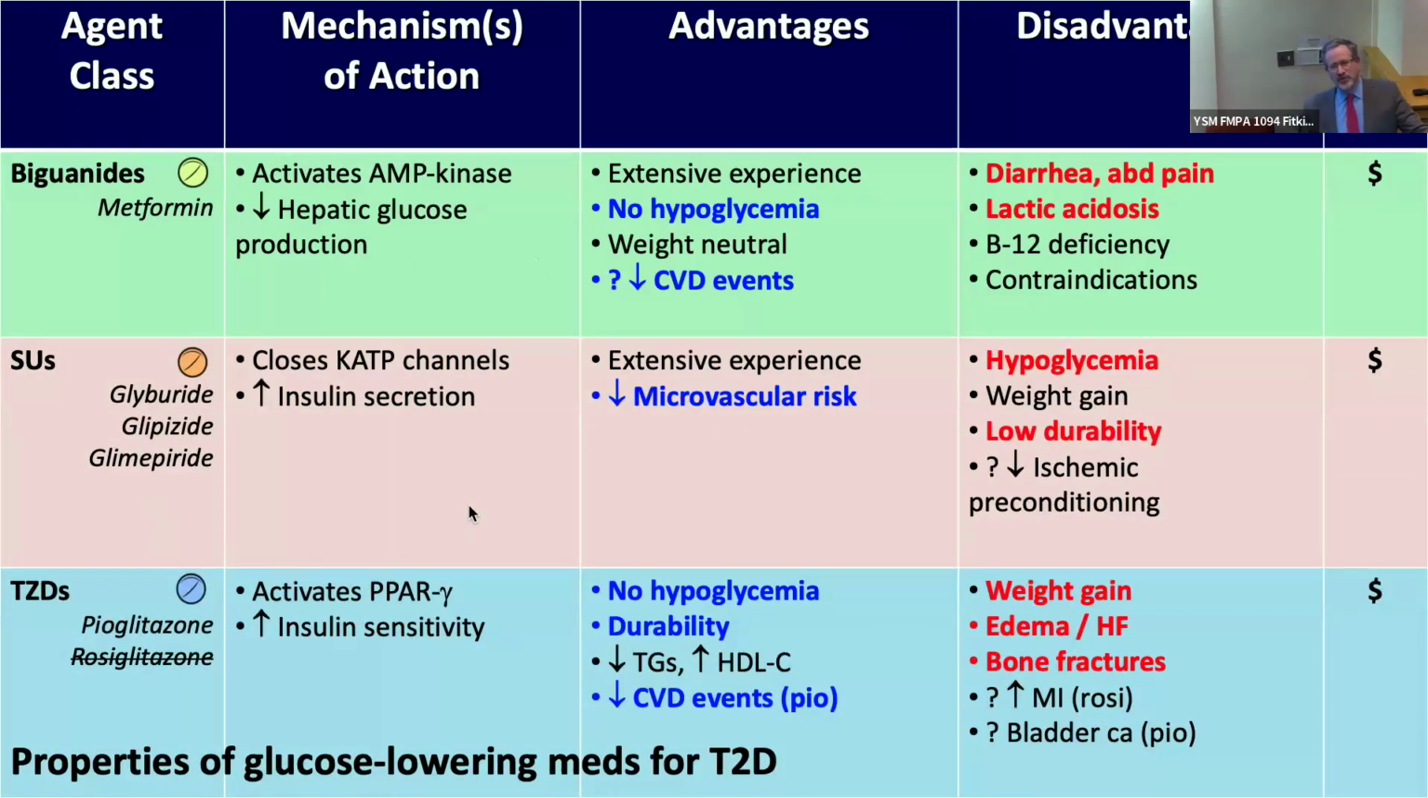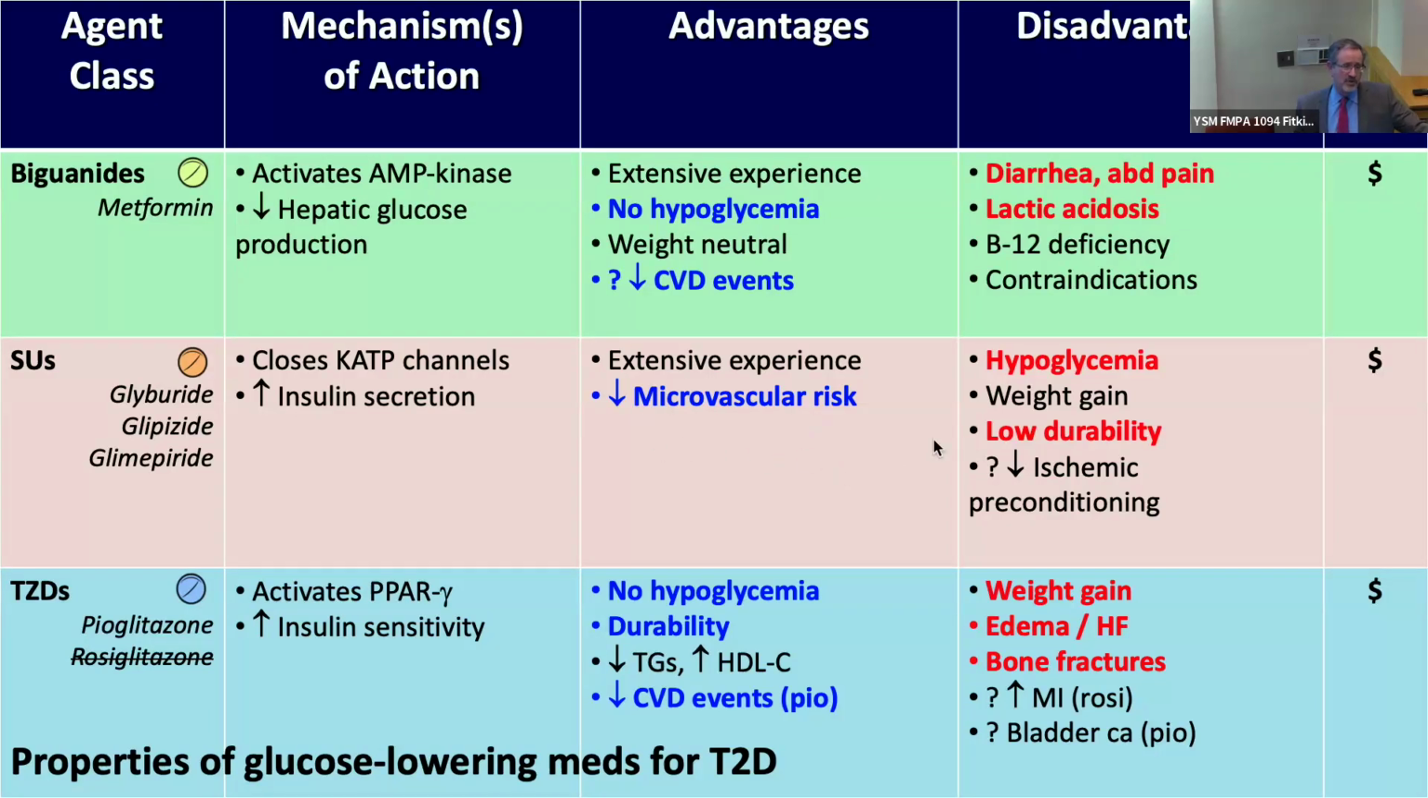SUs and the TZDs are the other oral medications that we consider the older drugs. These stimulate insulin secretion by closing potassium channels. They obviously lead to hypoglycemia. They're not glucose dependent in their effectiveness as some other agents are, and they have low durability. The analogy is whipping a tired horse, which is what the SUs do to the failing pancreas; they kind of peter out in terms of their effectiveness after a few years.